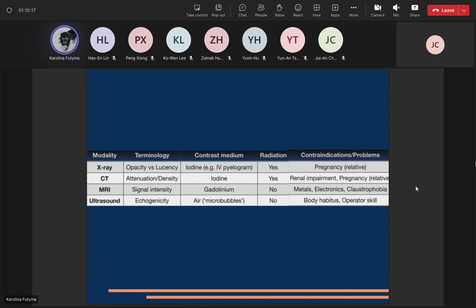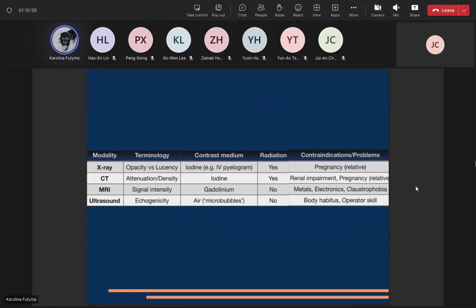For some methods, CT, of course, we can use the density or attenuation for describing the areas. We are using as well the iodine contrast medium. We are using the radiation, and of course, some problems or contraindication can be seen. So the renal impairment and pregnancy can be relative contraindication.